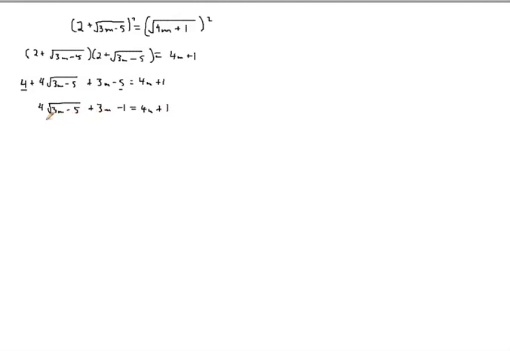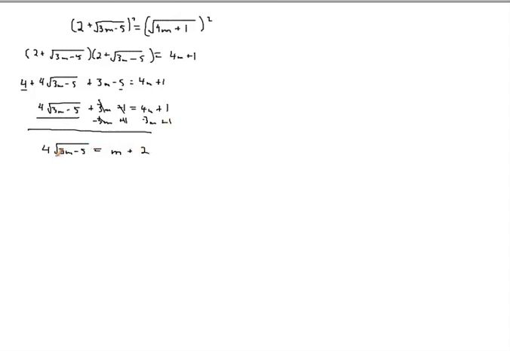So the first step is we need to isolate that radical. So we're going to move the 3m minus 1 to the other side. So we're going to subtract 3m minus 1 from both sides, and these will cancel out. So on the left side we have 4 square root of 3m minus 5 is equal to, well, 4m minus 3m gives us m, and 1 plus 1 gives us 2.